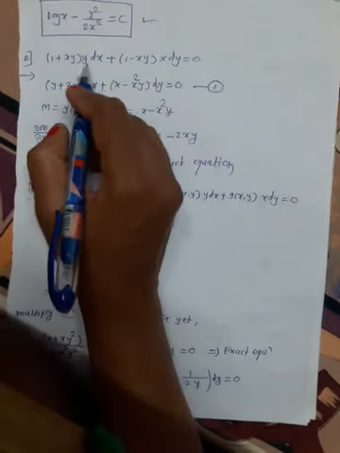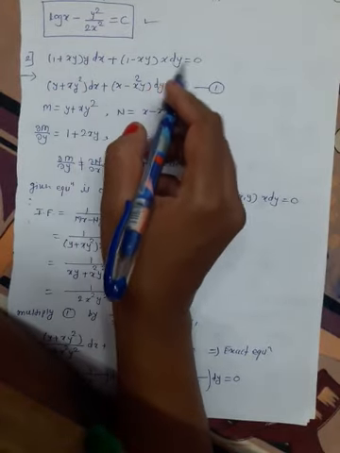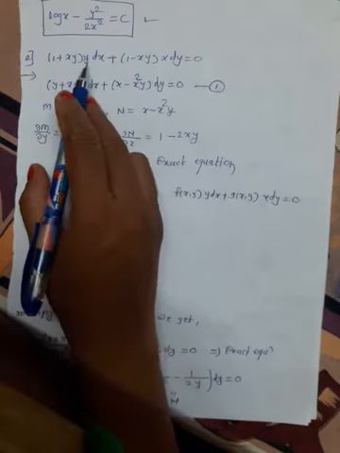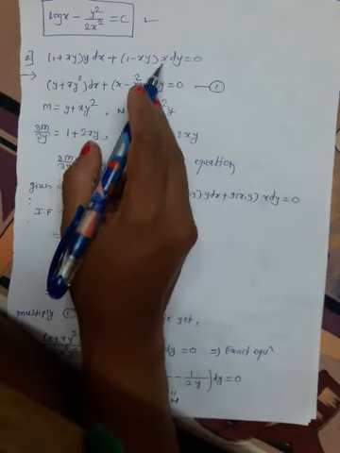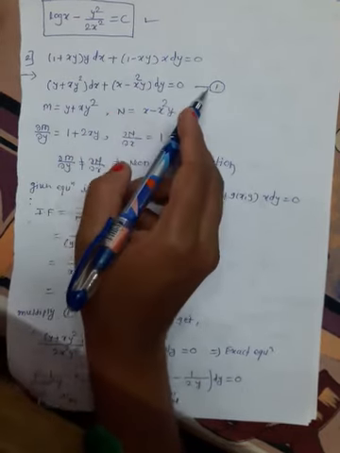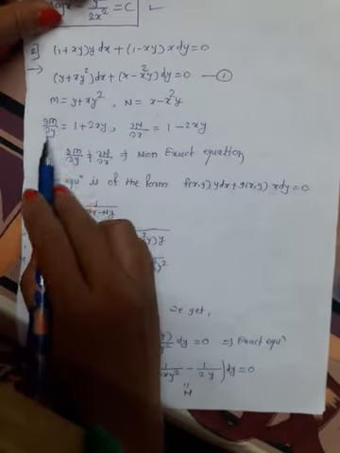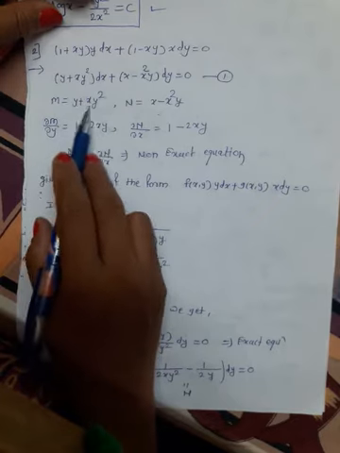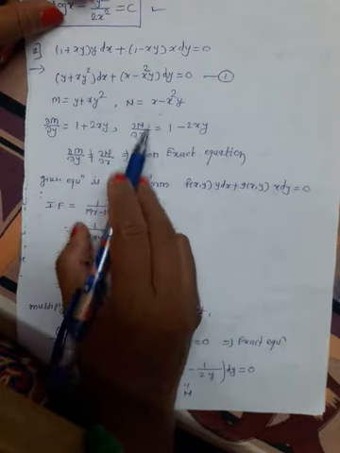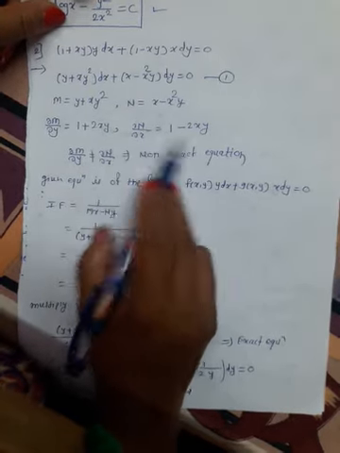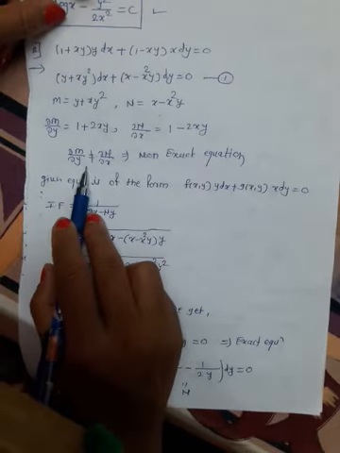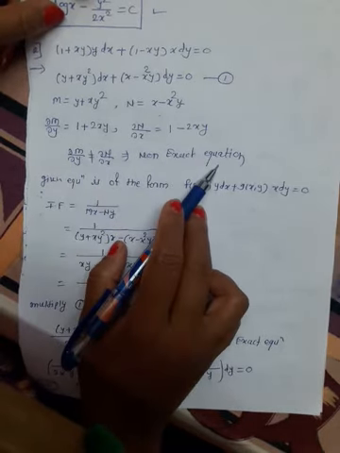1 plus xy into y dx plus 1 minus xy into x dy. First take this y inside and this x inside. Call this equation number 1. Now this is M, this is N. This is del M by del y, that is 1 plus 2xy. Del N by del x, that is 1 minus 2xy. Both are different, not equal. That's why this is a non-exact equation.